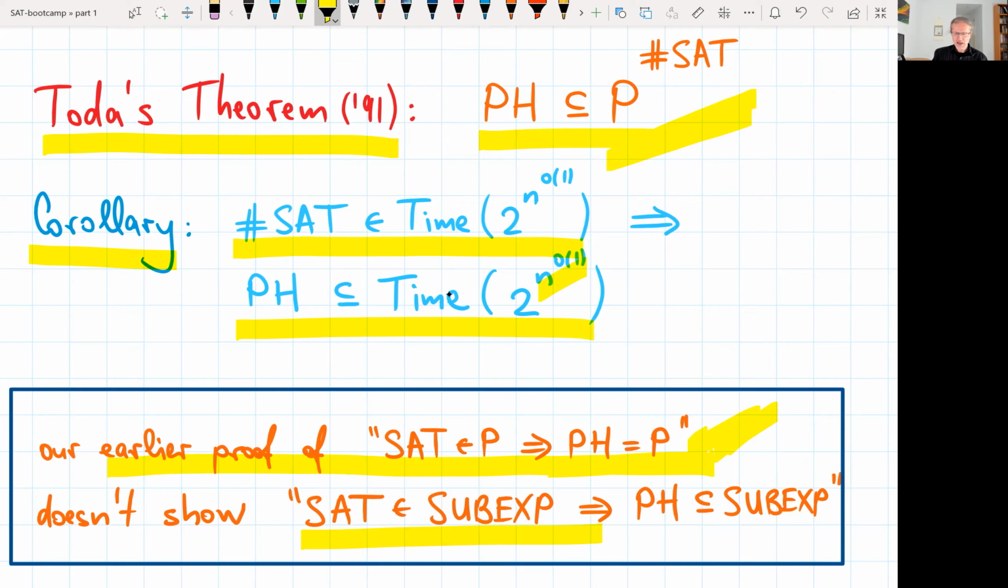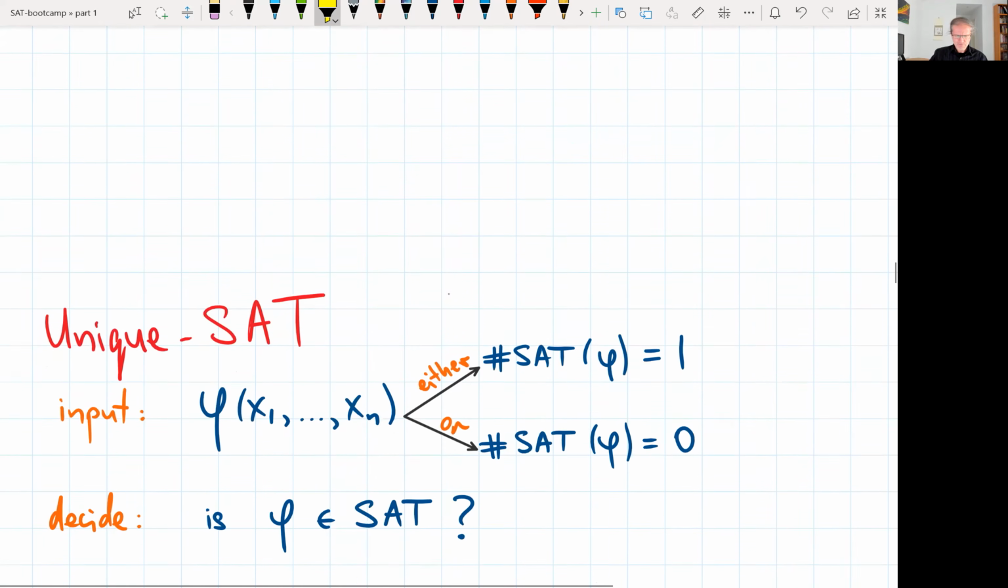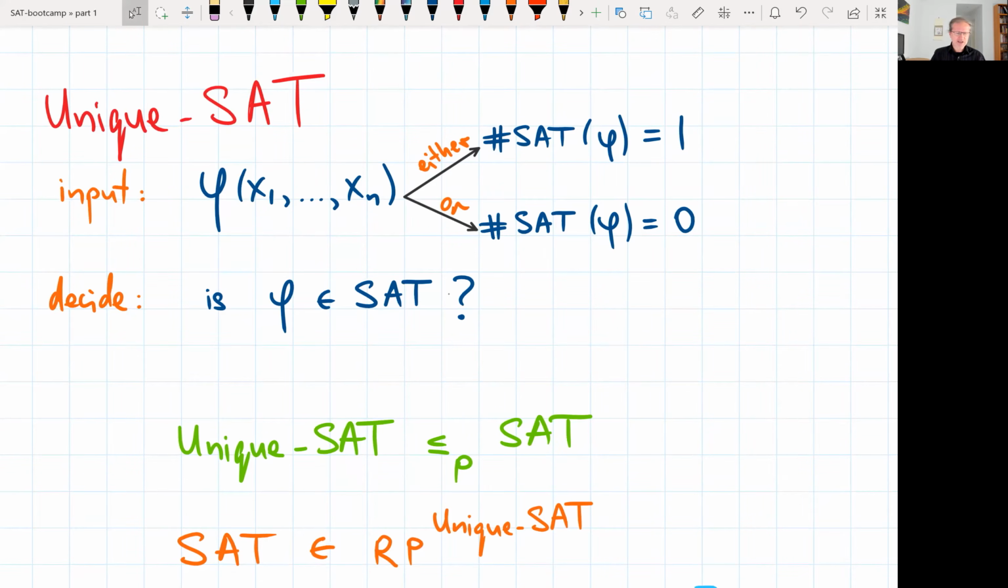Another interesting thing is that you only need black box access to this sharp SAT algorithm, as opposed to our earlier proof collapsing the polynomial time hierarchy under the assumption of SAT in P, where we needed white box. We needed the source code for the SAT algorithm to carry out that proof argument. So I'm not going to prove to you this fantastic result due to Toda, but I will talk about an ingredient in this proof, which is interesting in its own right, because it talks about another very important variant of satisfiability, so-called unique SAT.